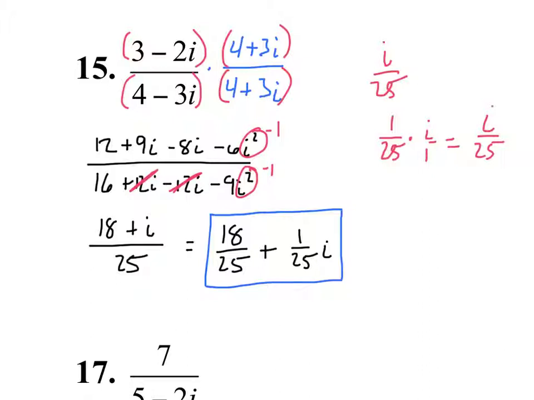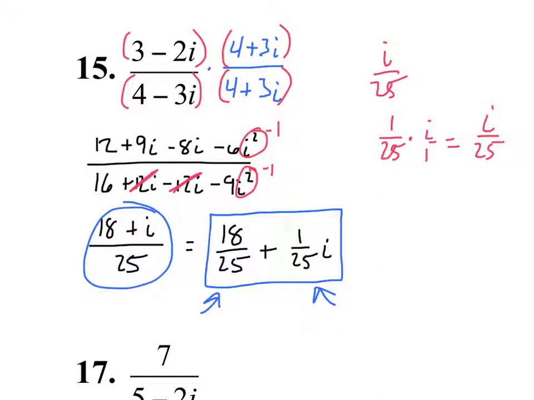Do you have to split it into two separate fractions? Yes, your answer has to be split into two separate fractions, because written like this it is not in proper complex number form. A complex number always has the real number written first, plus or minus the imaginary number. Okay? Any other questions?